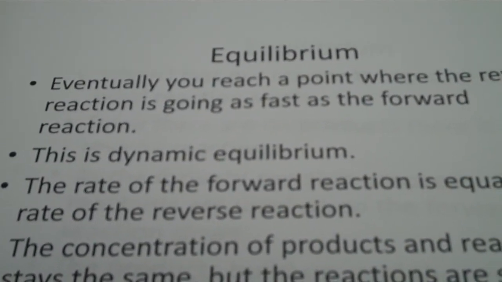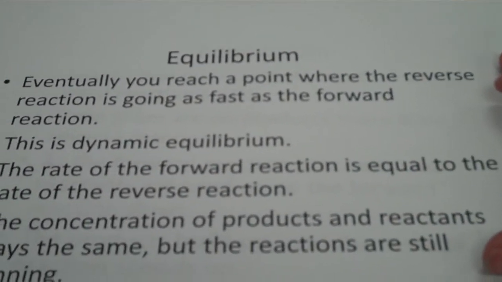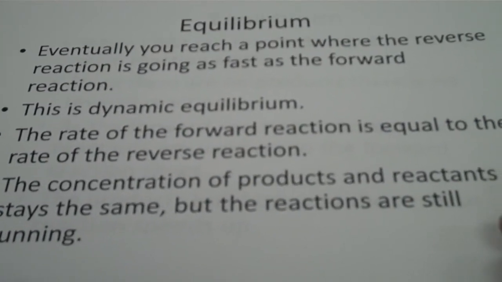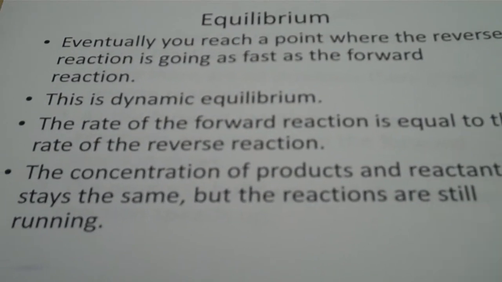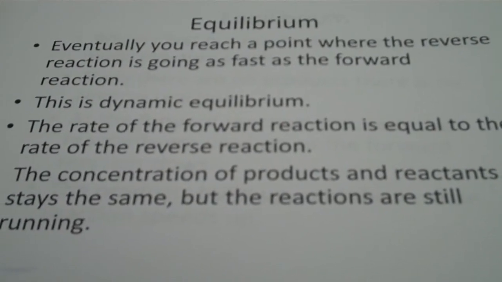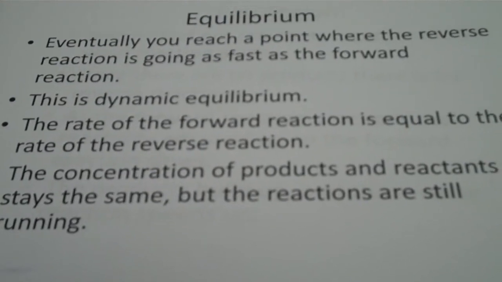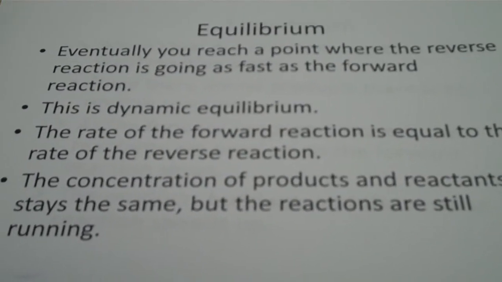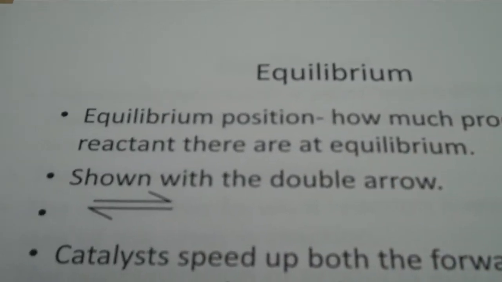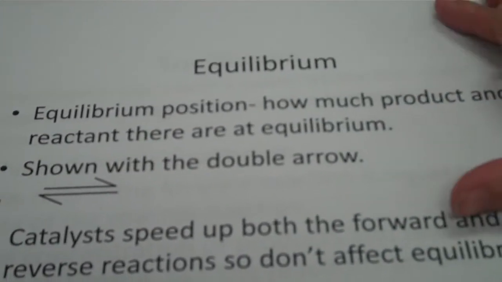This is dynamic equilibrium. The rate of the forward reaction is equal to the rate of the reverse reaction. This is where we have an equilibrium. The concentrations of the products and reactants are basically going to stay the same, but the reaction is still running. The products and reactants aren't going to change concentration because they're going forwards and backwards at the same rate, but they're still changing. So, equilibrium position. Equilibrium position tells you how much product and reactant are at equilibrium.